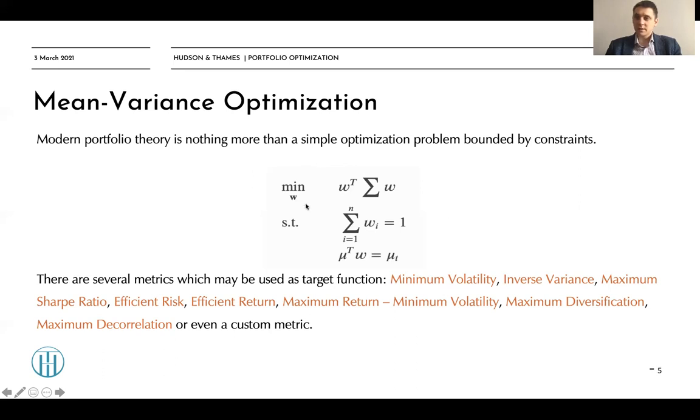So this is our target function in portfolio optimization when we want to minimize the variance of our portfolio, subject to the fact that the sum of our weights equals 1, and the expected target return of the portfolio is mu t. So that's actually one case of forming an optimization task in mean variance optimization. That's why modern portfolio theory is nothing more than a simple quadratic optimization problem bounded by some constraints.